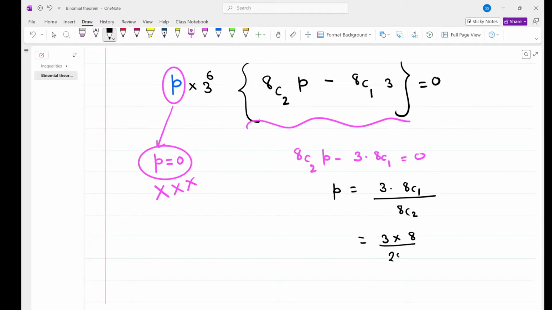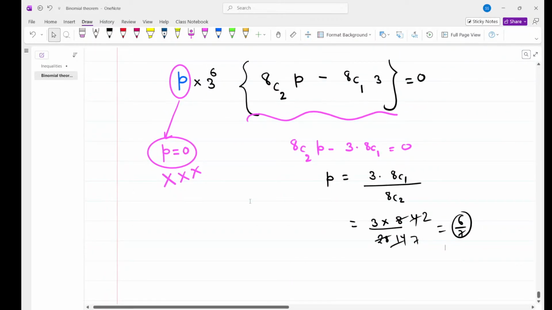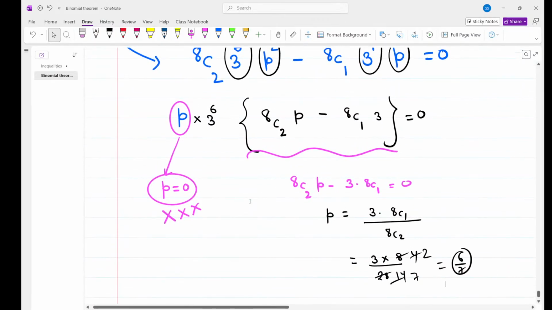So if you write this 28 here, so 2 4s are 8, 2 14s are 28. We are getting 6 over 7. Please see, and I think you are also getting 6 over 7. Yeah, correct. So can you realize how simply we can solve this without using the calculator if we take the proper approach. Have you understood it?